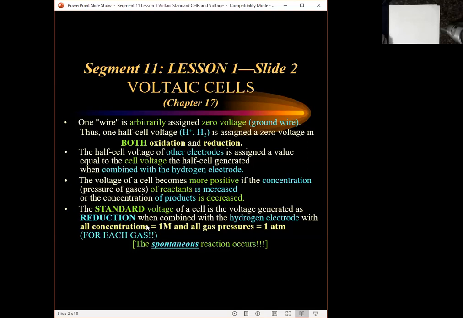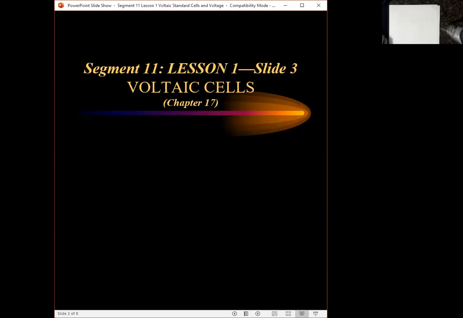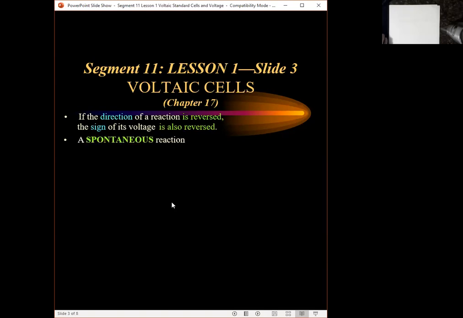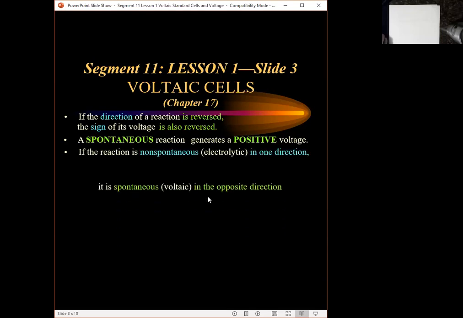So the spontaneous reaction will occur, whether it's the one you wrote from left to right on your scratch paper or the opposite. One of those two will occur. It's the one that generates the positive voltage. If you reverse the direction of a reaction, you reverse the sign of the voltage. A spontaneous reaction generates a positive voltage. If the non-spontaneous electrode is in one direction, the spontaneous voltage is in the opposite direction. So that's the one that's going to occur.